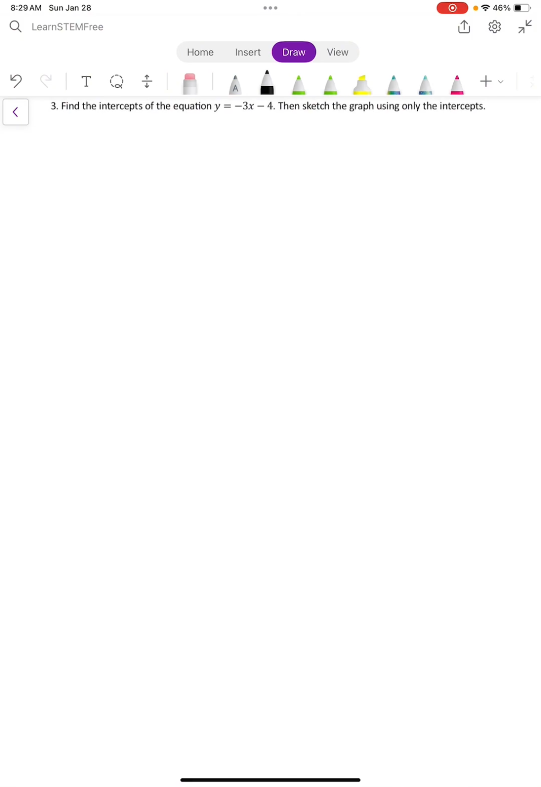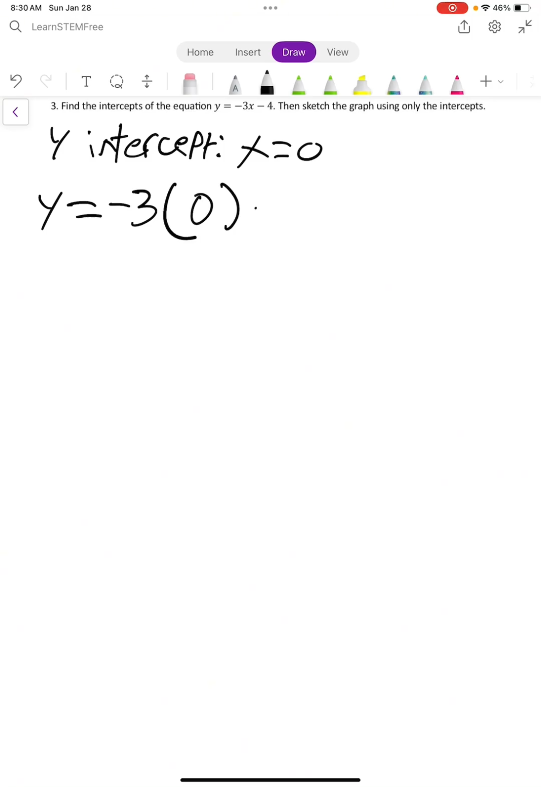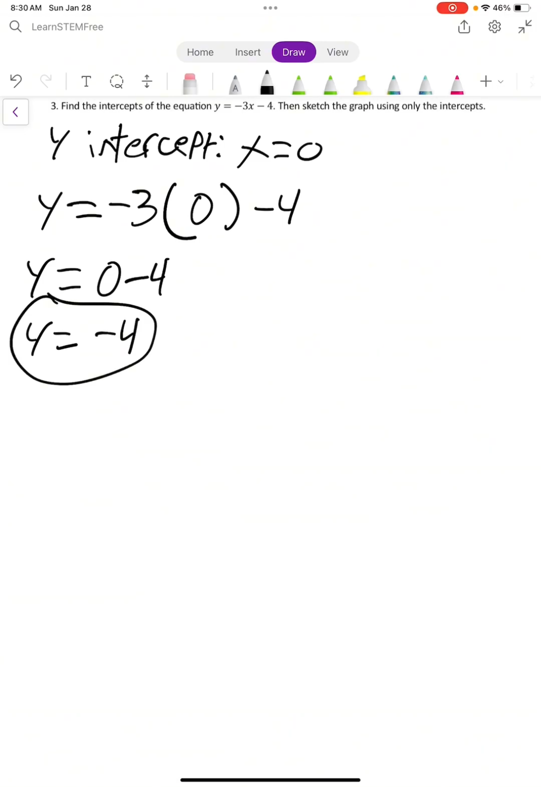So if we want to find one of these intercepts, what we have to do is set a variable equal to 0. So let's say I wanted to find the y-intercept. If I wanted to find the y-intercept, what I have to do is set x equal to 0. So when I do that in this equation, we're going to have negative 3, and then we're going to substitute x for 0. And then when we solve it, negative 3 times 0 is going to give you 0 minus 4. So then y is going to equal negative 4. So that's going to be your y-intercept.